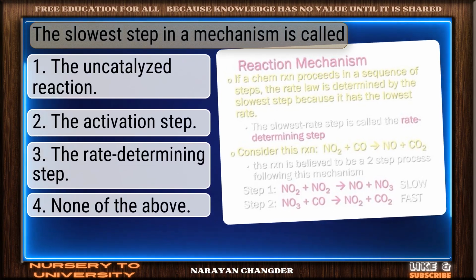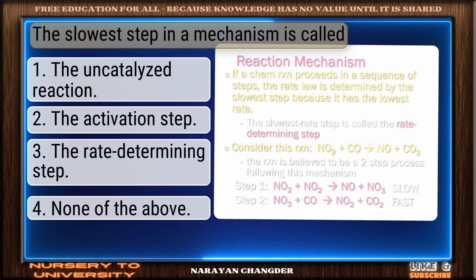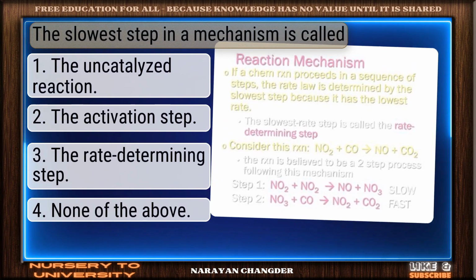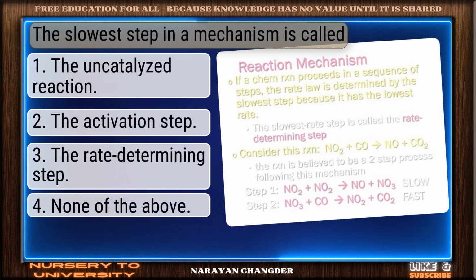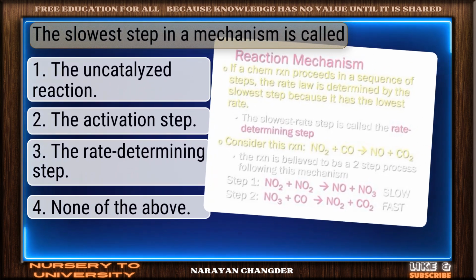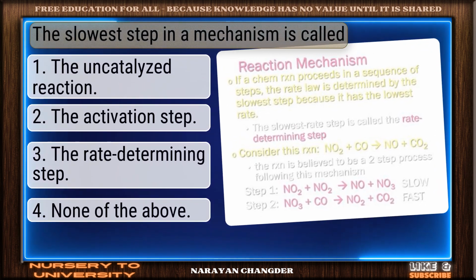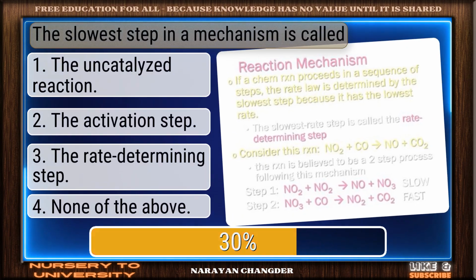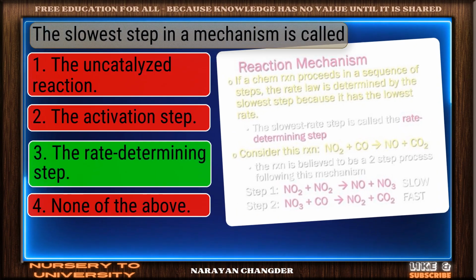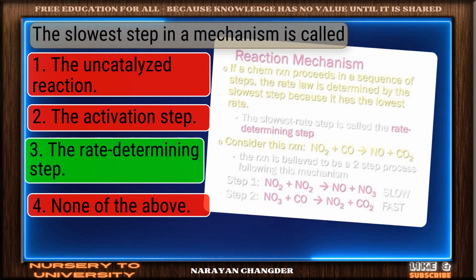The slowest step in a mechanism is called: Option 1, the uncatalyzed reaction. Option 2, the activation step. Option 3, the rate determining step. Option 4, none of the above. Good job, the rate determining step.